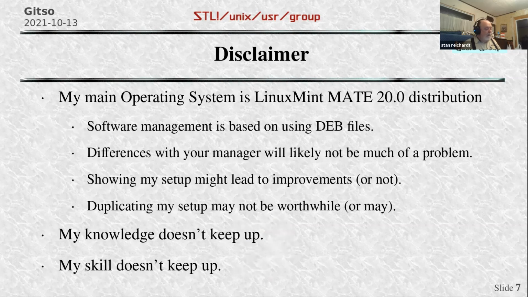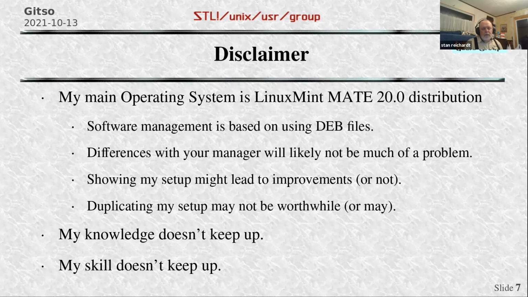A little bit of a disclaimer here. I use the Linux Mint Mate 20 distro on my systems. It's a Debian-based system. The differences probably don't make that much difference if you can find the application in your repository, whether it's an RPM or so forth. I don't know, I don't run any RPM systems anymore. And my setups might lead to improvements or not. And if you duplicated them, it might be worthwhile or not.